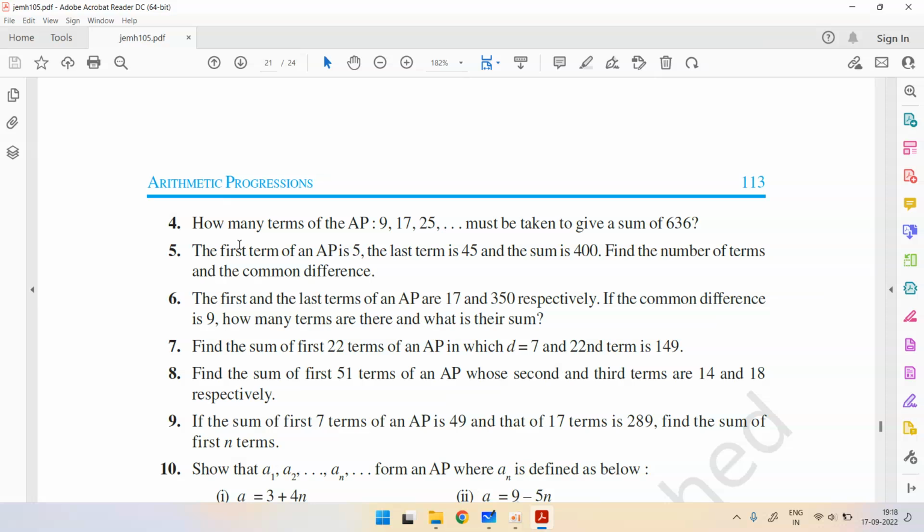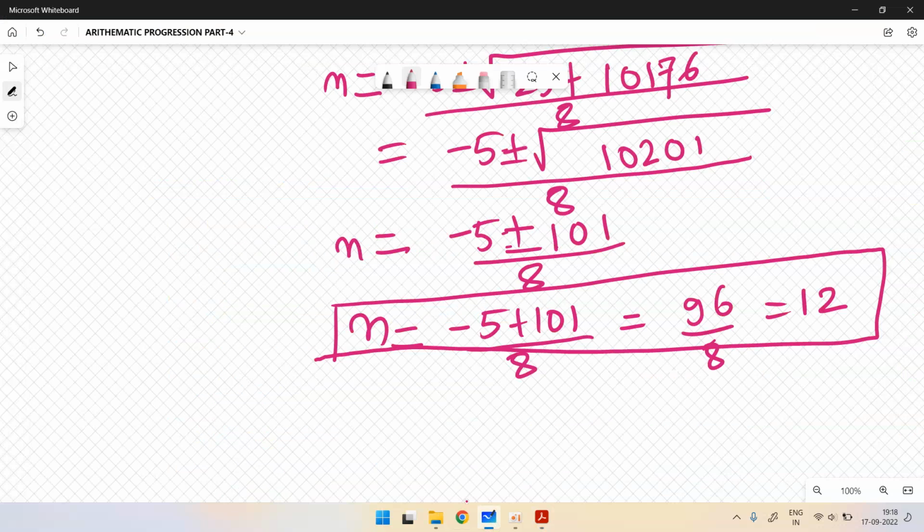Now, the first term of an AP is 5, the last term is 45, and the sum is 400. Find the number of terms and the common difference.